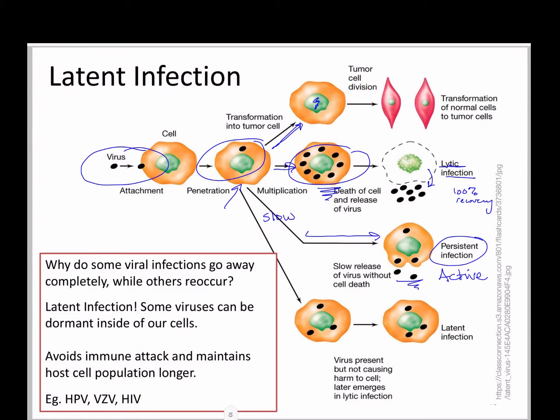The final possibility is latent infection, and latent means it's kind of hiding. If you want to remember it, you can look at the word late, so it's hiding and it'll come out later. In this case, the virus goes inside the cells, but it does not continue to replicate. It just stays there. So now it's not causing any damage to the cell, and there's no way that the immune system is going to realize there's a virus there. So it's just kind of hiding out until later.